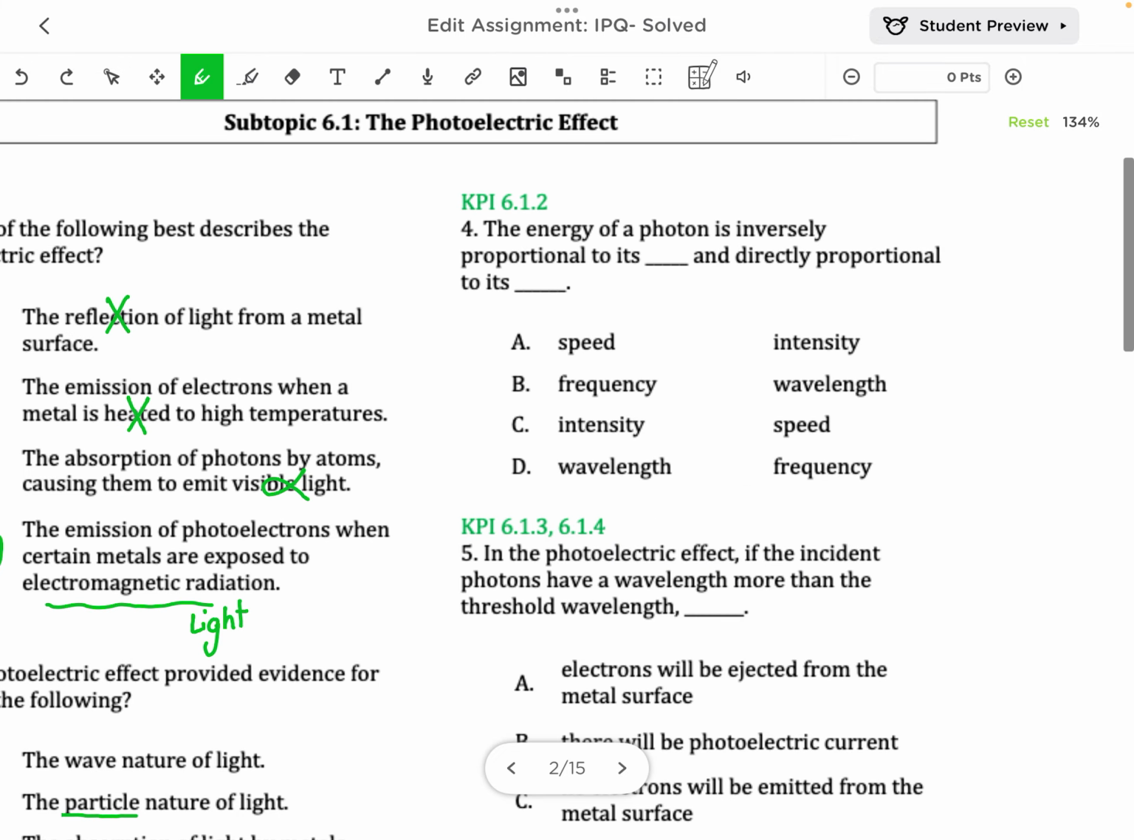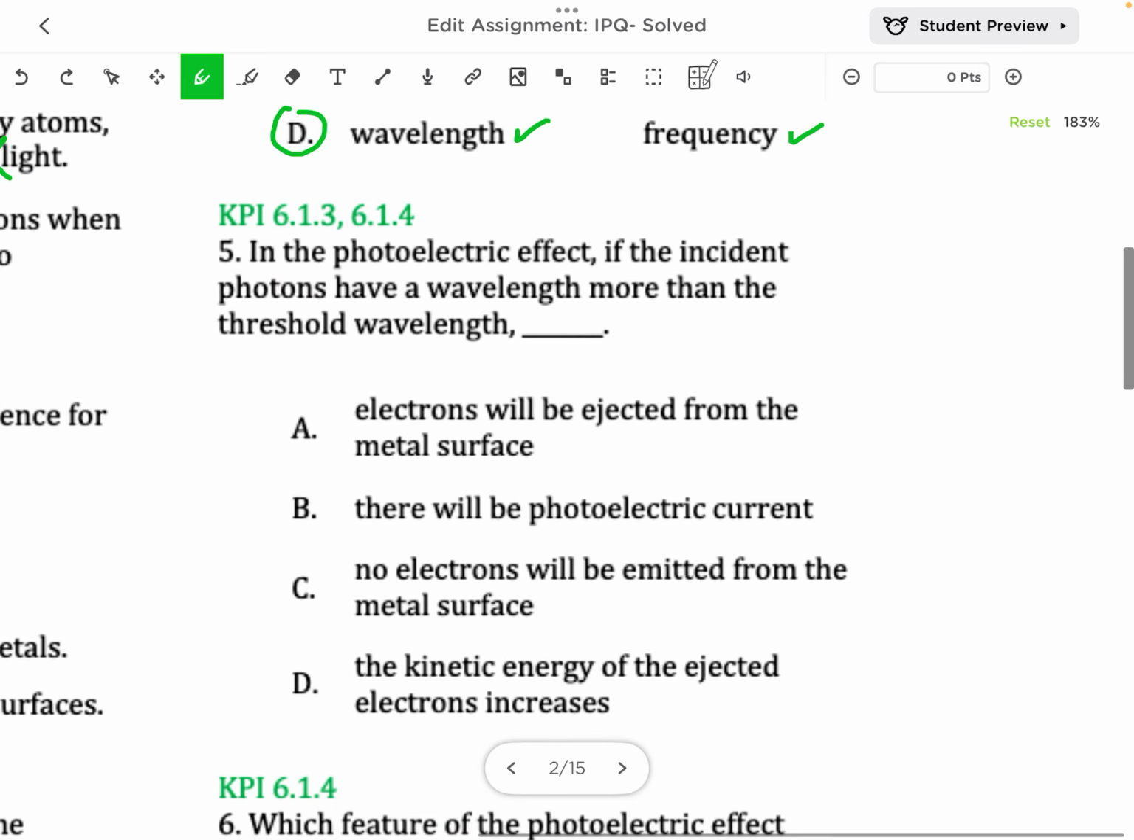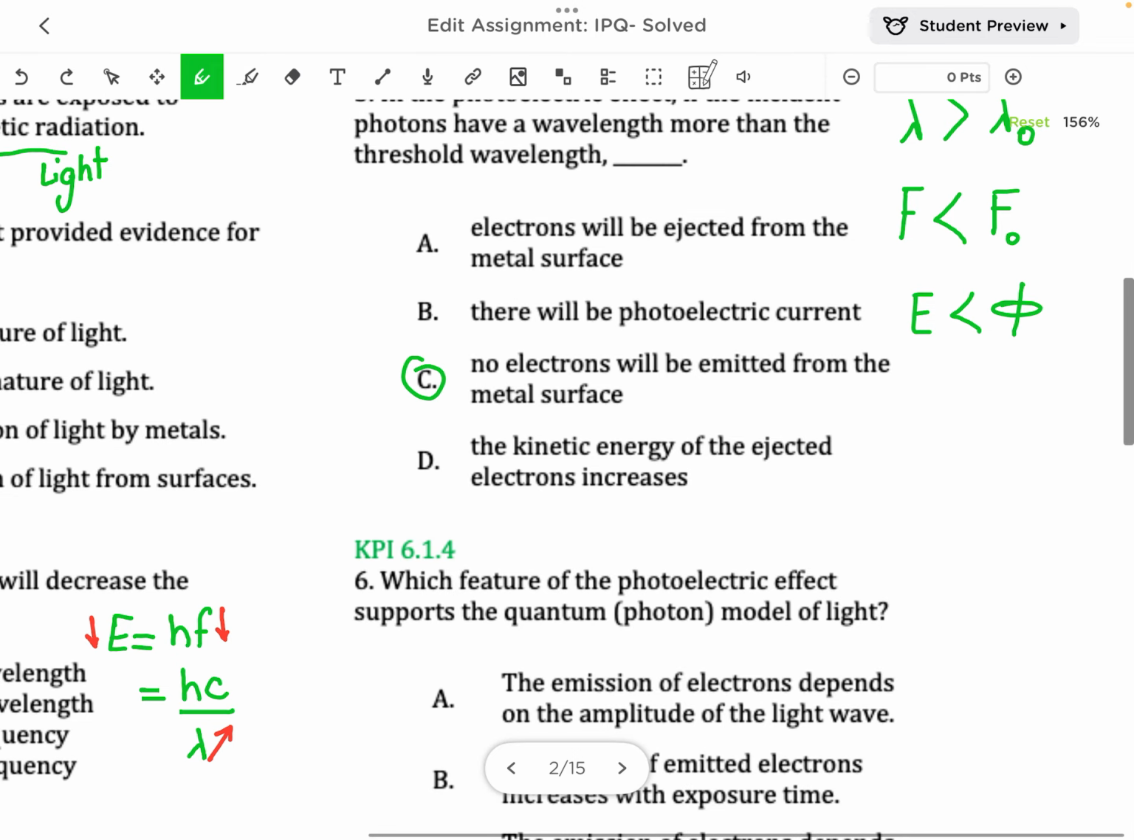The energy of a photon is inversely proportional to the wavelength and directly proportional to the frequency. And for the photoelectric effect, suppose the incident photons have a wavelength that is more than the threshold wavelength. So when the wavelength is bigger than lambda 0, this means that f is less than f0, which means that the energy is less than the work function. So in this case I will have nothing. I will not have any photoelectric effect, and no electrons will be emitted.